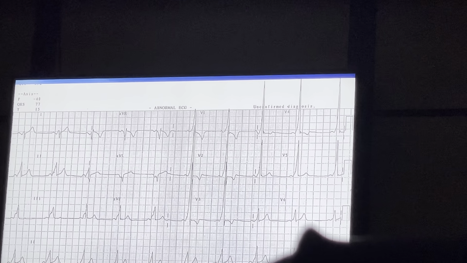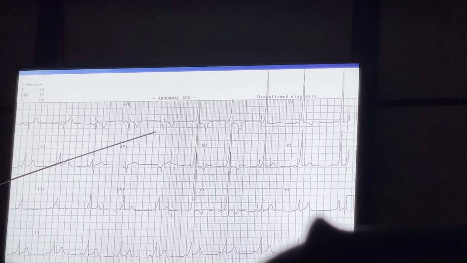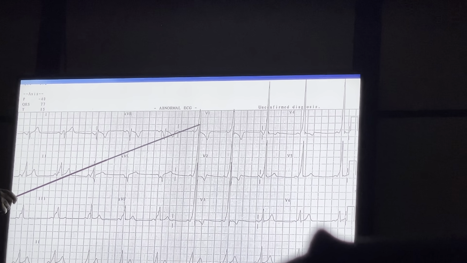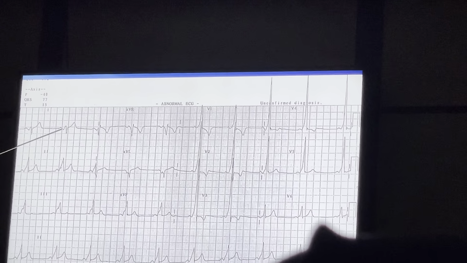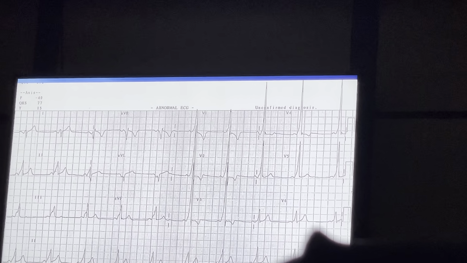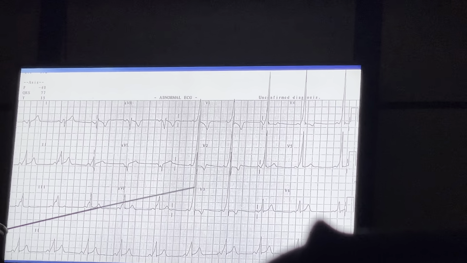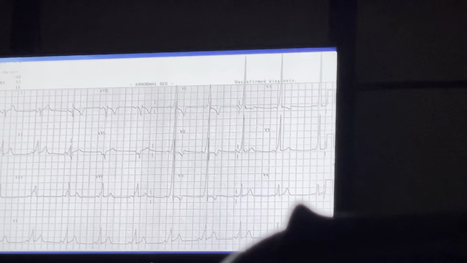So what you can see here, this is an R wave in V1 more than 7. The axis, you can say this is right axis, but this is not RVH. This is because there is a short PR interval and slurring of the delta wave, so this is WPW.